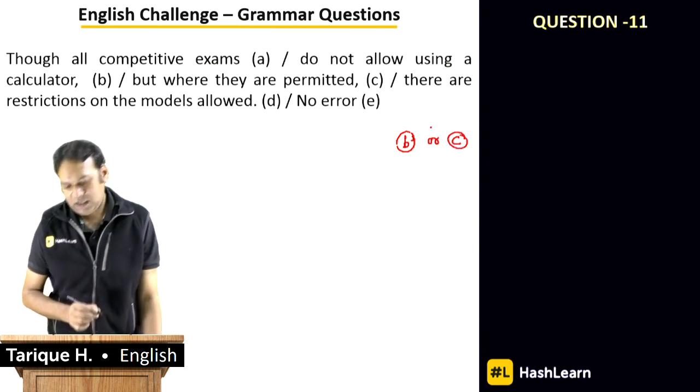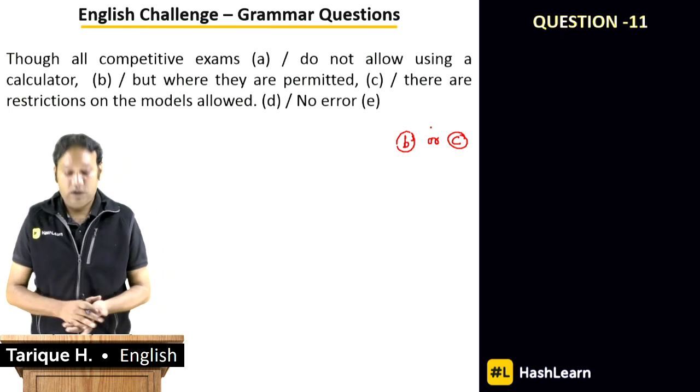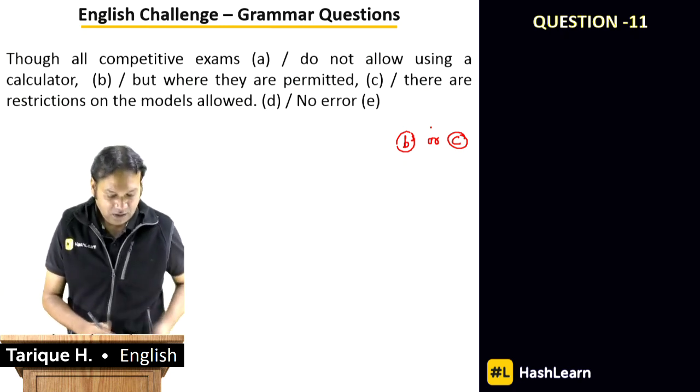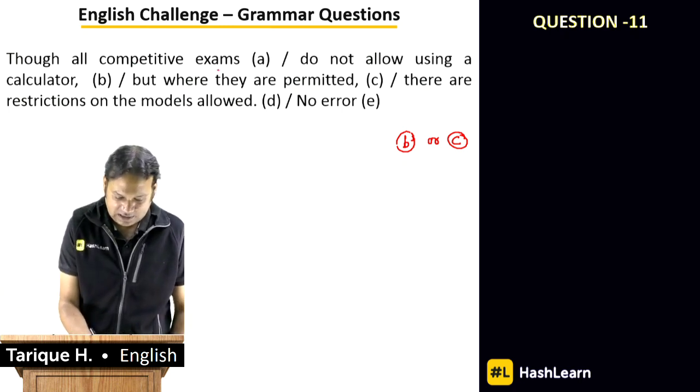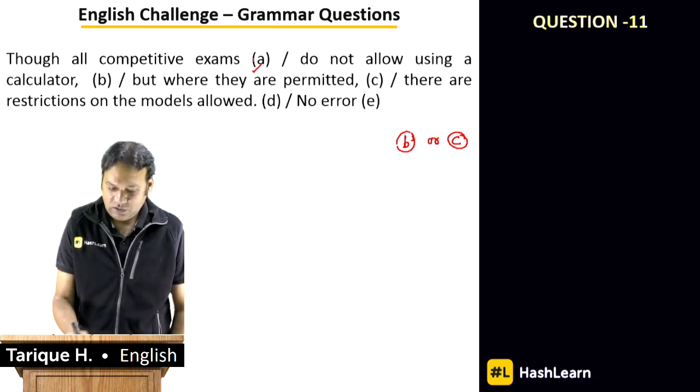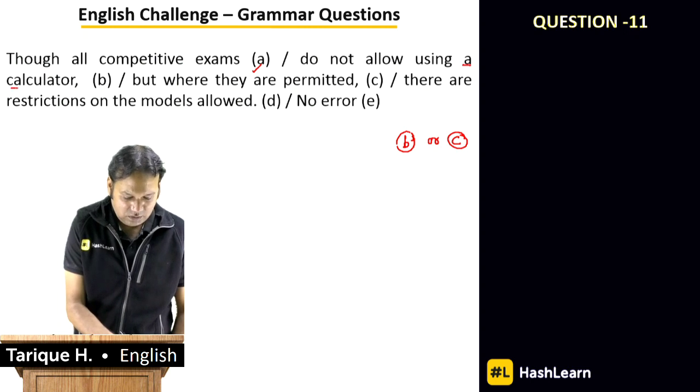And then based on that, we'll decide what the right answer is. You can tell me yourself. Though all competitive exams, there's nothing wrong with this part. A is correct. Though all competitive exams do not allow, and "do not allow" is right, using a calculator. Now the problem is with this "a calculator".